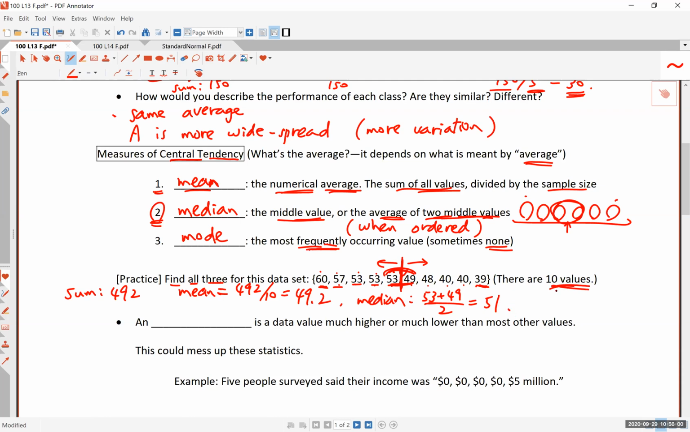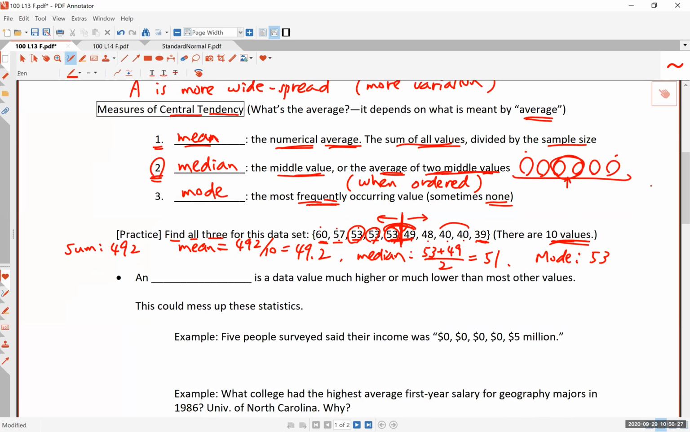All right, how about the mode? The mode is the most frequently occurring number, and in this case, you have 53 occurring 3 times. No other numbers occur 3 times. 40 occurs twice, but 53 is the mode because that happens to appear more than any other numbers, or more frequently than any other numbers. Okay, so that's pretty easy, right? I mean, to find the mean, the median, and the mode. Pretty simple task, I think.